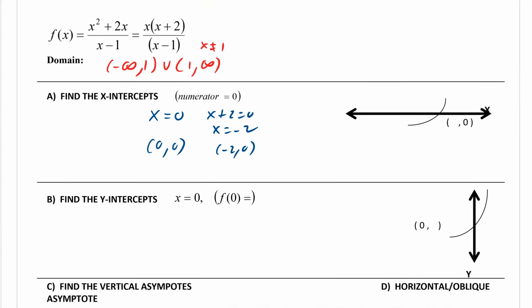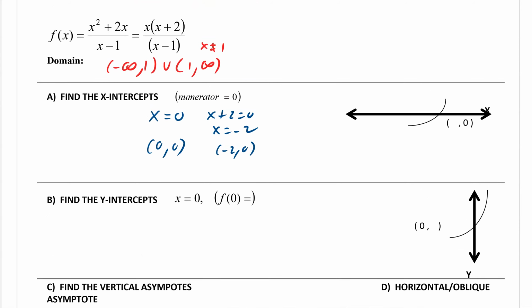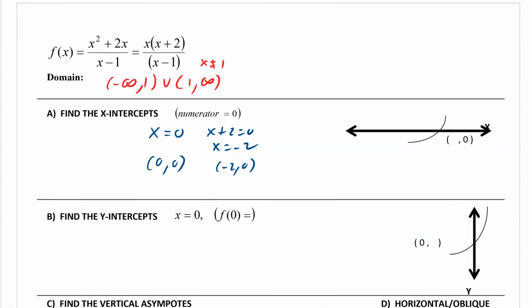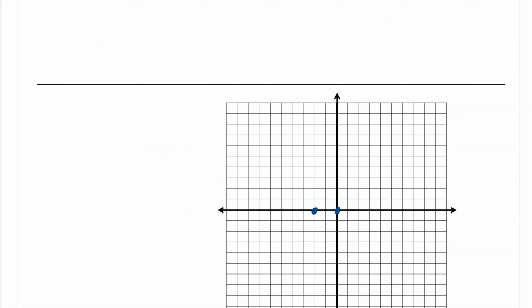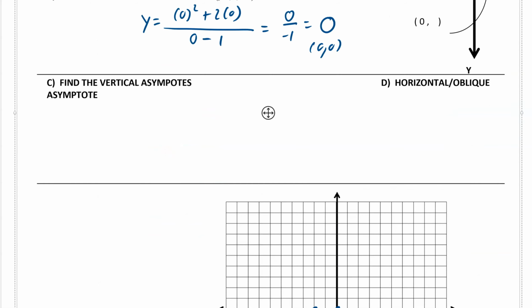Okay. Y-intercepts. If you remember the y-intercepts, we just plug in 0. So we get y equals 0 squared plus 2 times 0, over 0 minus 1. And so that would give us 0 over negative 1, which is 0. And so we have (0, 0), which we've already plotted. It's right there. So that is our x and y intercept.